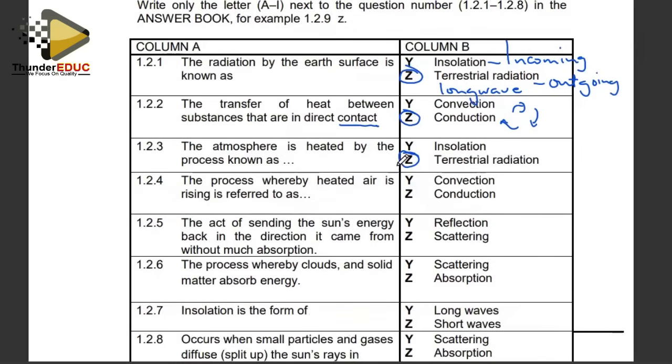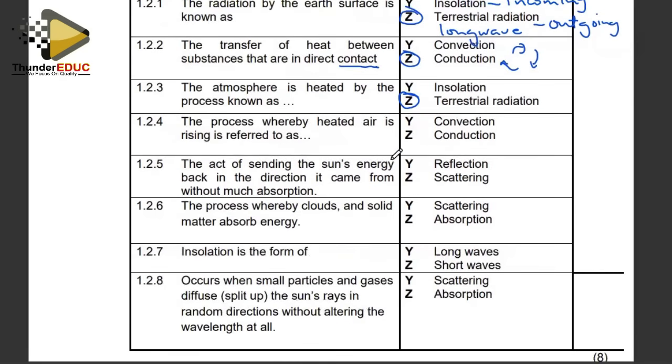Right. The process whereby heated air is rising is referred to as. When heated air rises, we've talked about that. That is convection currents. Right. The act of sending the sun's rays back in the direction it came from without much absorption. That is reflection. Reflection mainly is done by shiny surfaces.